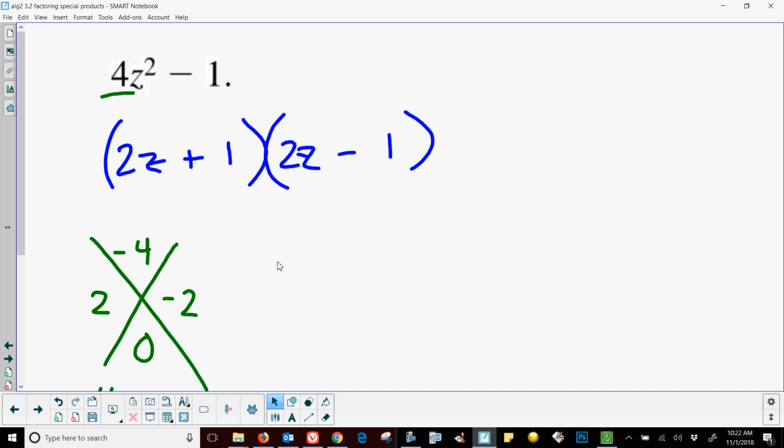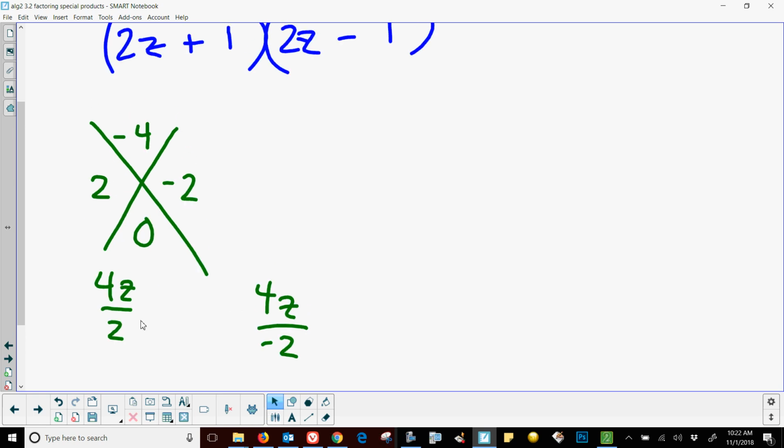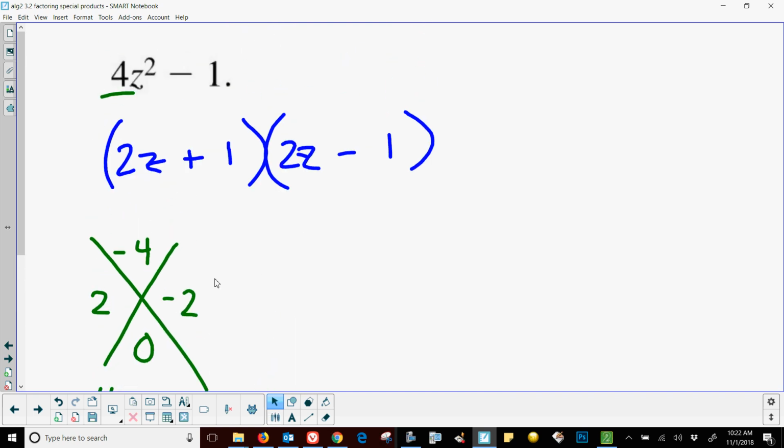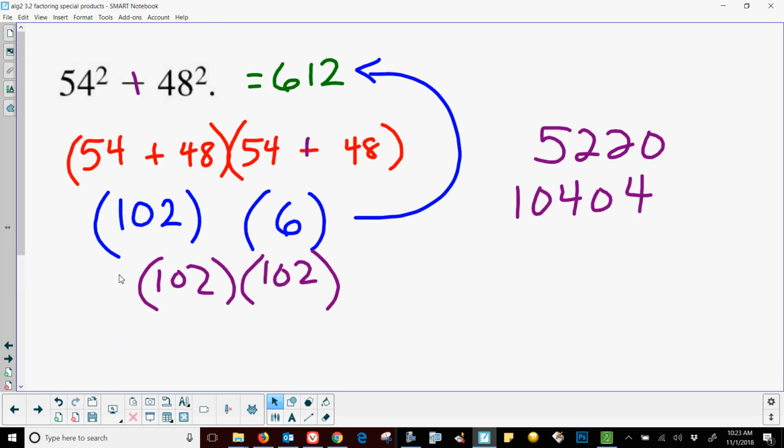Boom, there we go. Now, like I said, this is the same kind of thing, 4z squared. This is just 2z times 2z, and that's just 1 times 1, and it's still 1 plus 1 minus. If we do it this way, negative 4 on top, 0 on bottom, and then we finish it like we would, this would reduce to the 2z plus 1. This would reduce to the 2z minus 1. So if you see the pattern, fantastic. If you don't, and you still do it this way, you still get the same answer. It's not that big of a deal.